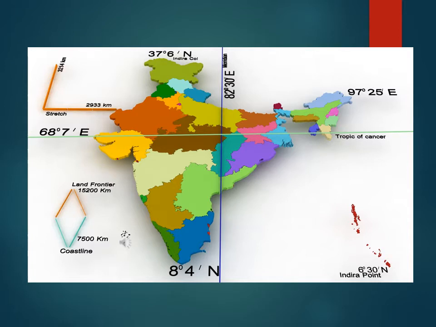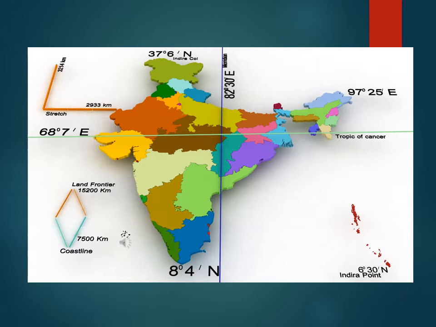Then if you are checking east and west, the entire India is located in the eastern hemisphere. So we are on the eastern side of 0 degree longitude or Greenwich meridian. You can see that the easternmost longitude of India is 97 degree 25 minute east longitude. Then on the western side, it is 68 degree 7 minute east longitude.